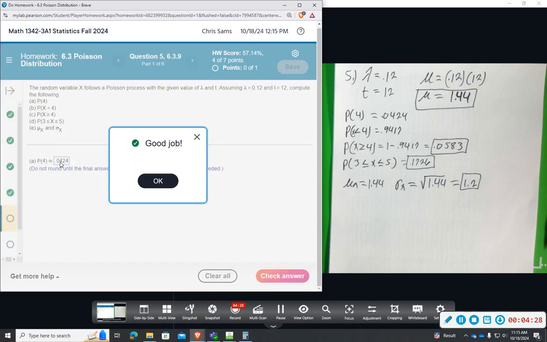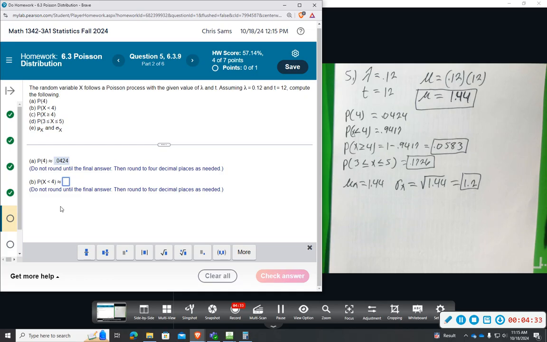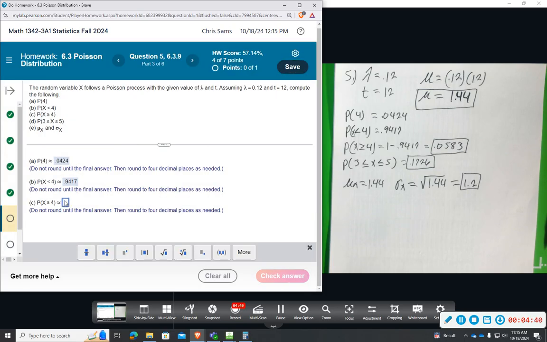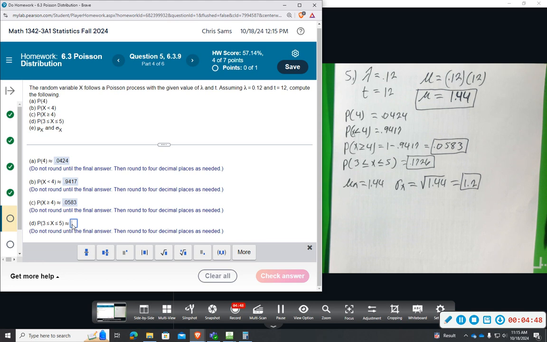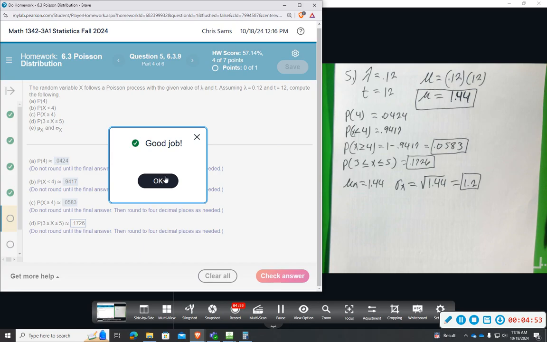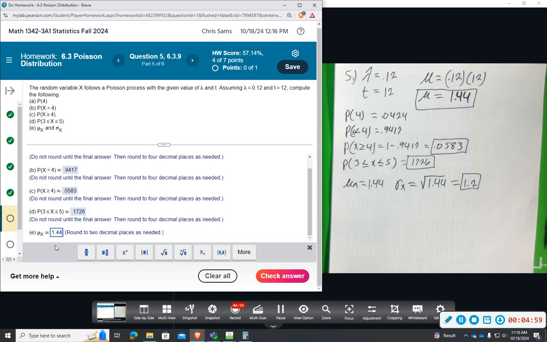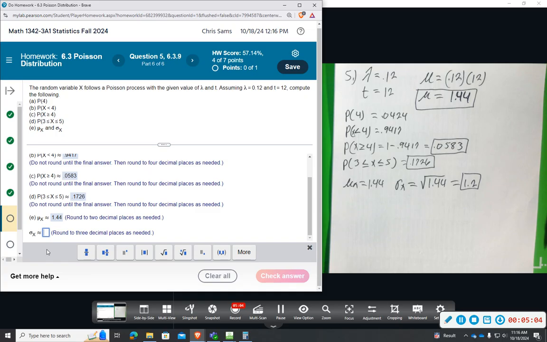0.0424. This is 0.9417. This one 0.0583. 0.1726. The mean, which we have to get at the very beginning, 1.44. Standard deviation is the square root of the mean, 1.2.